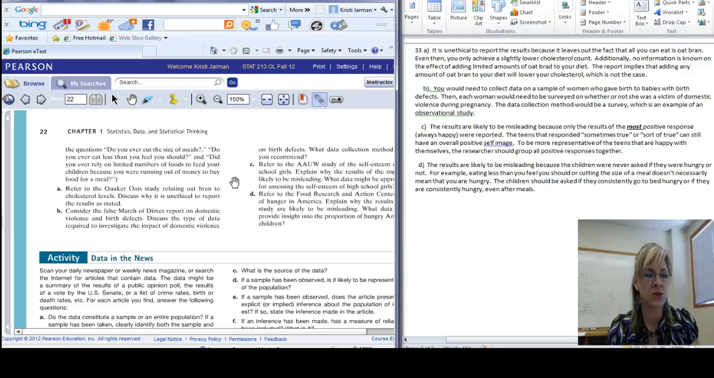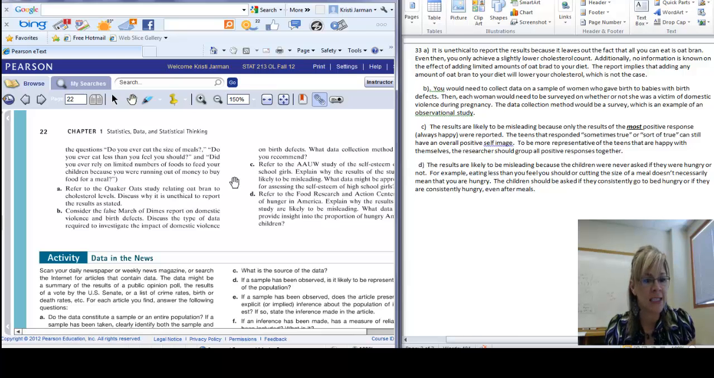Okay, let's look at these individually. Part A, refer to the Quaker Oats study relating oat bran to cholesterol levels. Discuss why it's unethical to report the results as stated. They are implying in this report that if you just add any amount of oat bran to your diet that you are going to lower your cholesterol. They don't tell us that you have to eat nothing but oat bran, and the fact that the benefits are only slightly lower cholesterol. Extremely misleading.